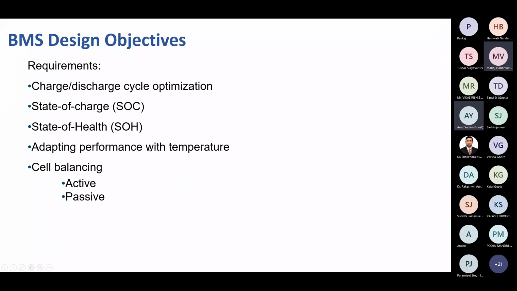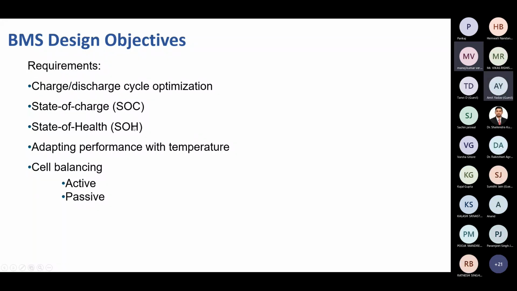So the main objectives: if you talk about a battery management system, it is very wide, so we have taken very specific things which we can actually control. These are the main important things: one is the state of charge and state of health of the battery, and charge and discharge cycle optimization techniques. And we have to control the current and voltage within a specific range. That is another important factor that has to be considered, along with adapting the performance within the temperature range. Nowadays we take the temperature also into account by providing a proper sensor.